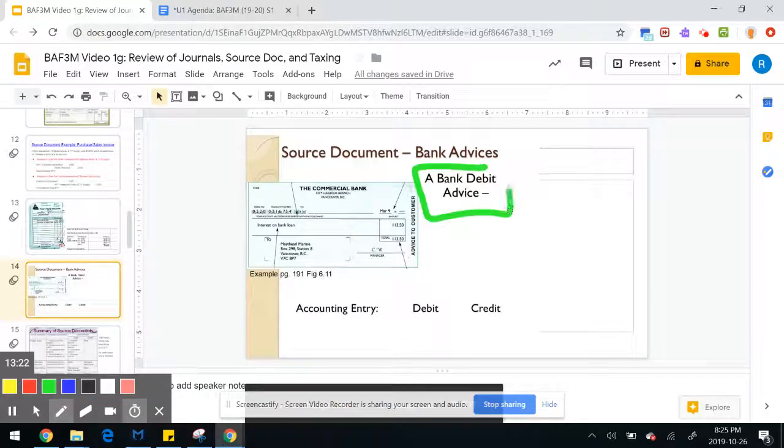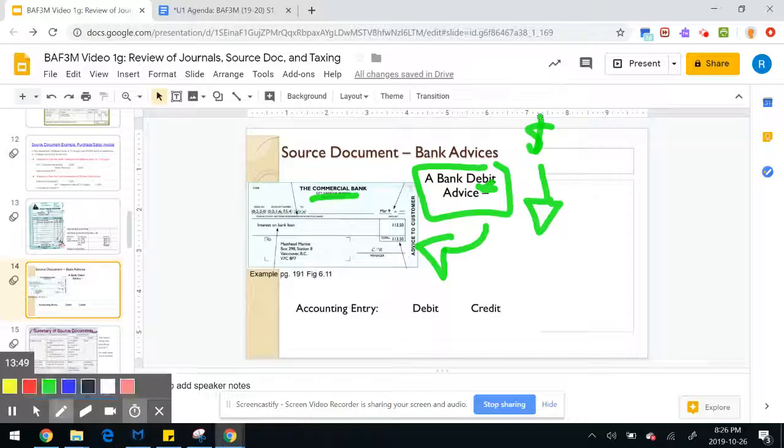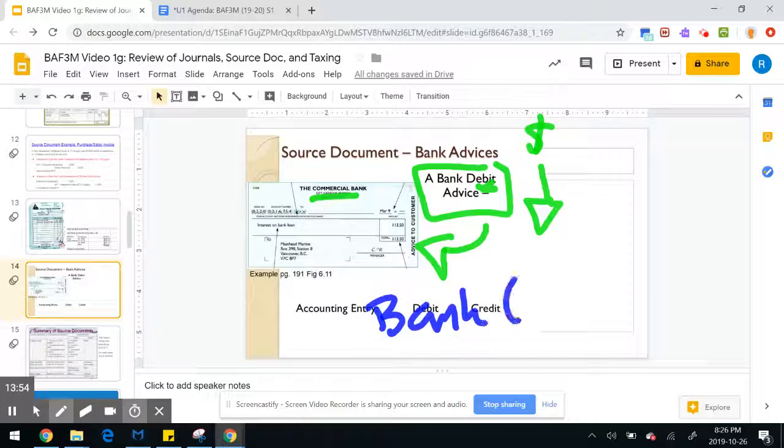So a bank debit advice is, as you can see here, the bank, in this case called the commercial bank, sending the source document to us, the company, which will also be written on there, letting us know that our bank account has decreased in value. It's a little confusing, a little counterintuitive. So bank debit advice means our bank account has decreased in value. And bank credit advice is the bank letting us know that our cash has increased in value.